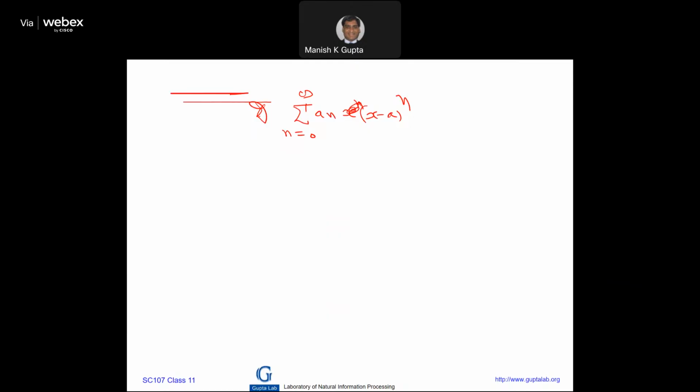Normally, the series is convergent if mod of x minus a is less than some fixed quantity. What that quantity is, I will determine right now. Suppose that fixed quantity is capital R. Then that means minus R is less than x minus a, which is less than capital R. So x lies in an interval.